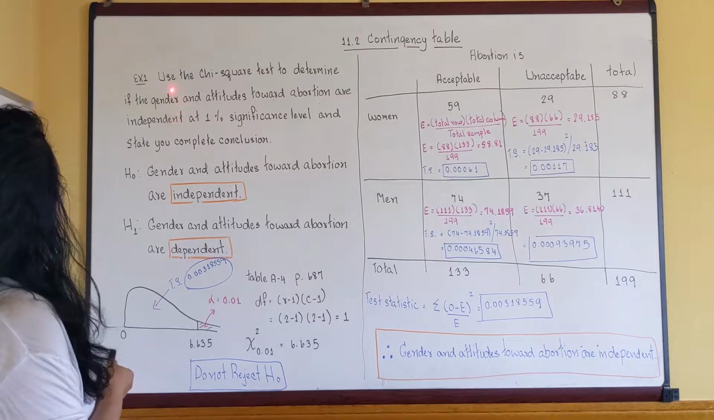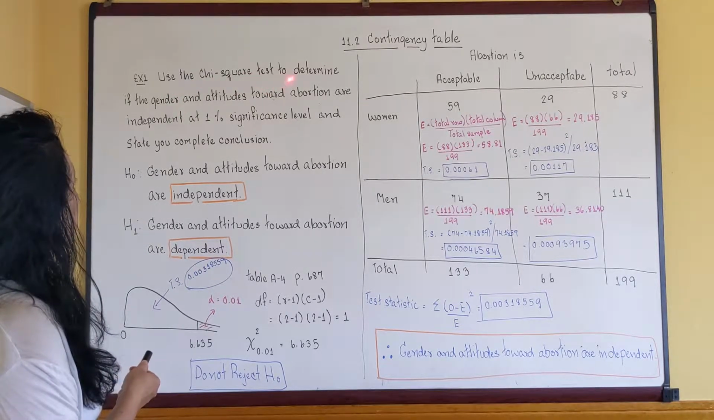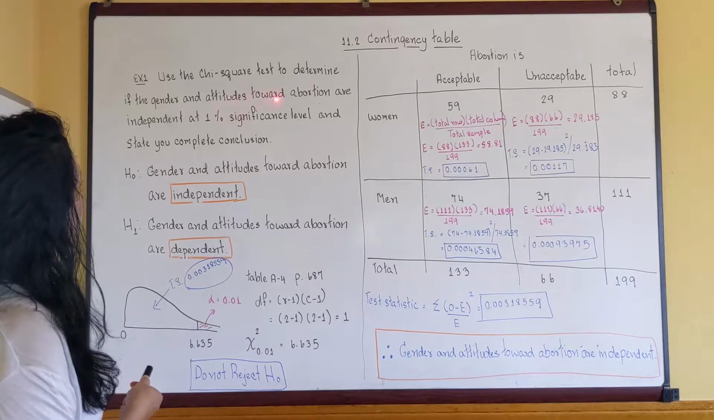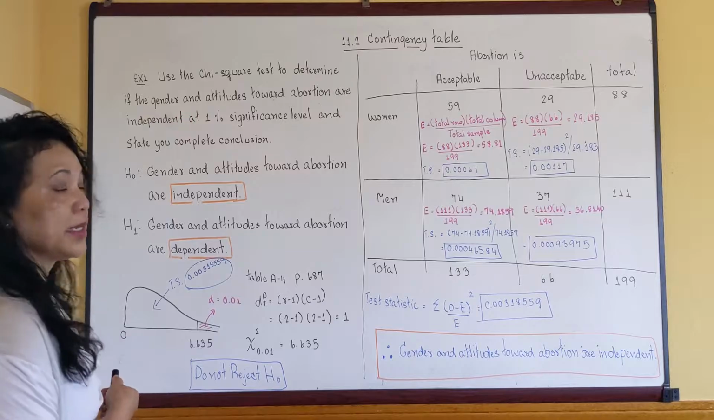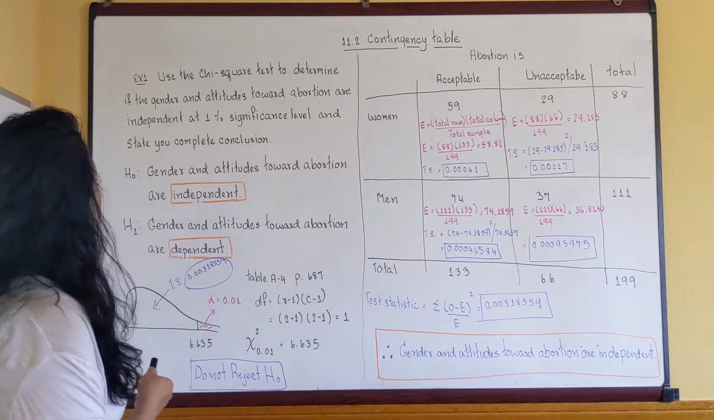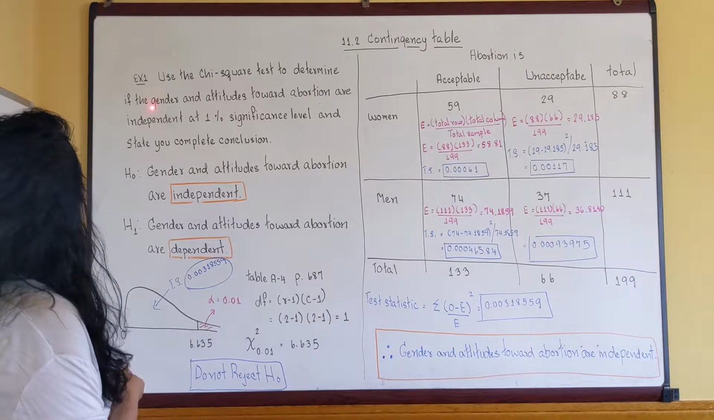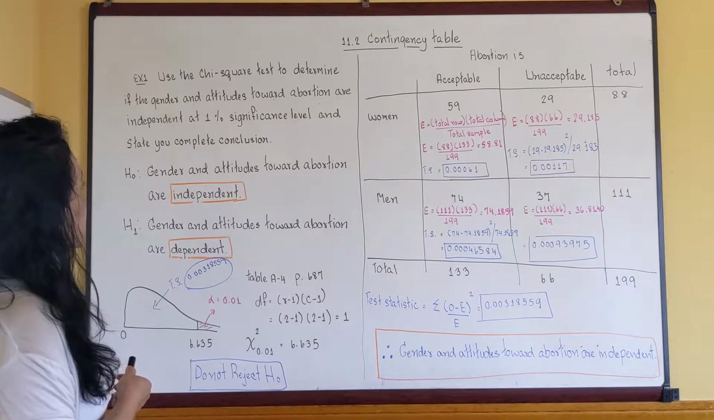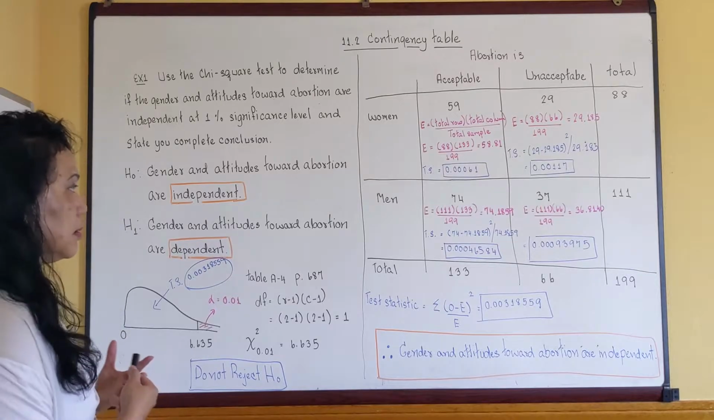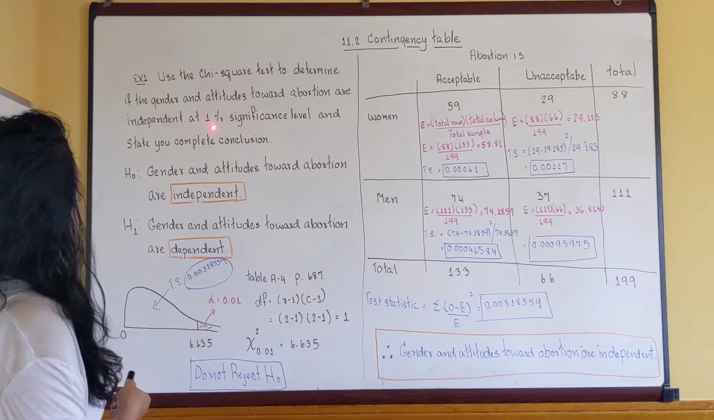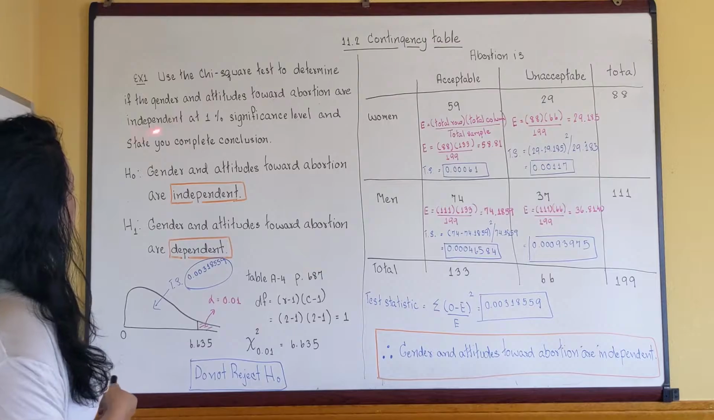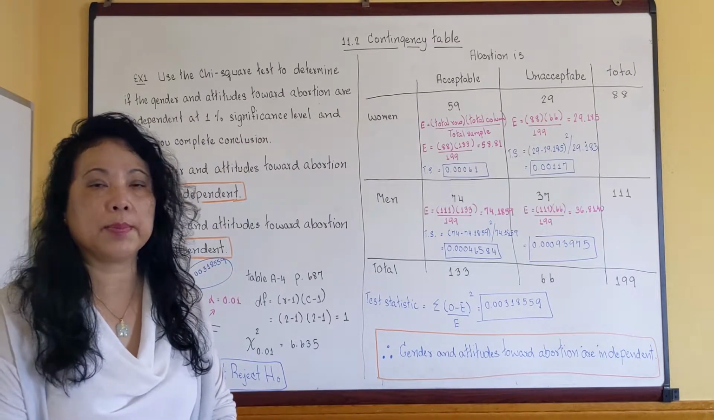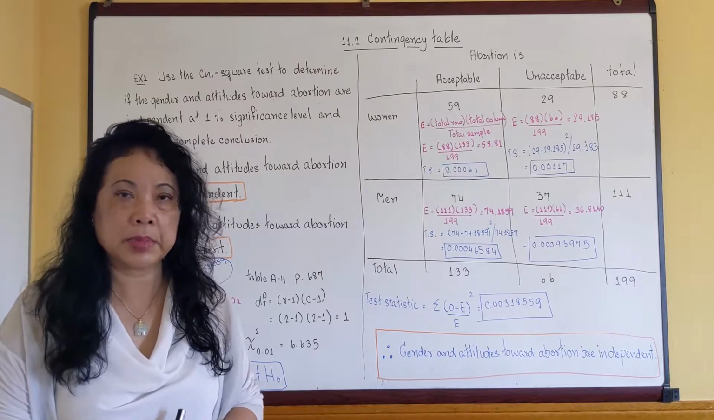Use the chi-square test to determine if gender and attitude toward abortion are independent. So you want to compare the two variables here. One is gender, which is male and female, and attitude, which means accept or did not accept. You want to use a 1% significance level and make sure to state your complete conclusion. So for the next test, we're going to do a hypothesis test. Make sure you state a complete conclusion.